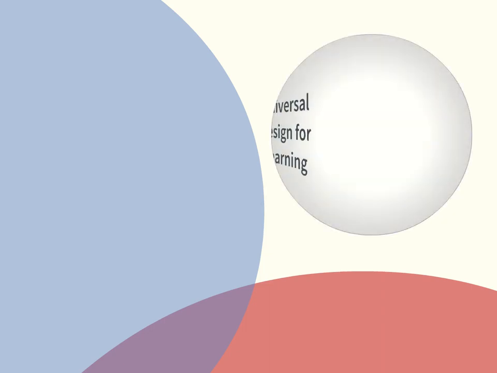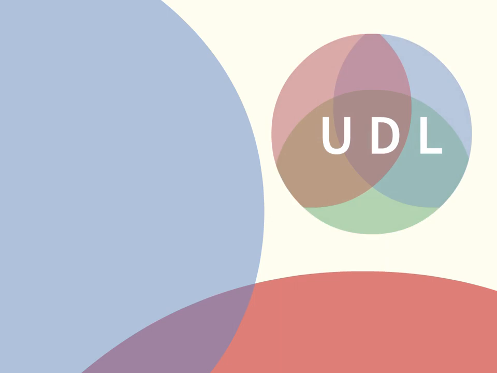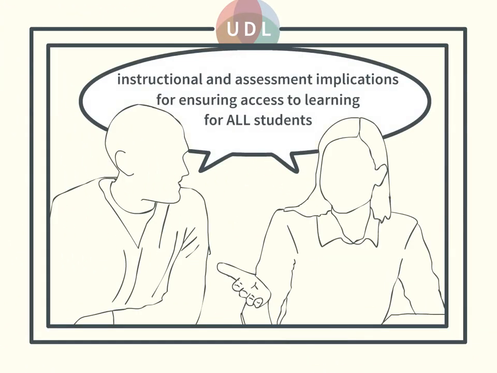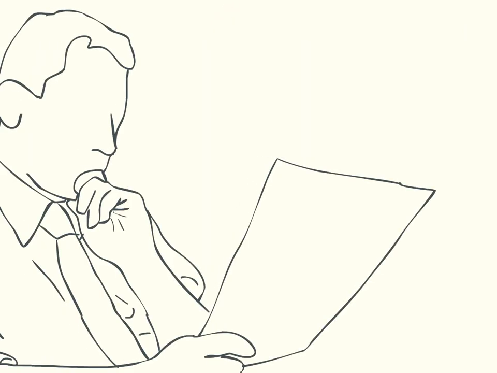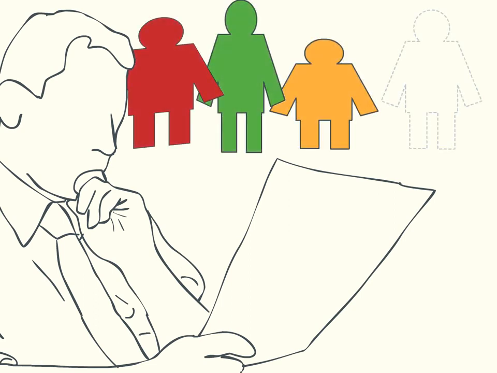This video is intended to provide an overview of Universal Design for Learning, or UDL. UDL is a framework that can inform the design of instruction and assessment to ensure access to learning for all students. As we make decisions about teaching and learning, including decisions about assessment, we should start by considering the needs of all students, recognizing that one size cannot fit all.